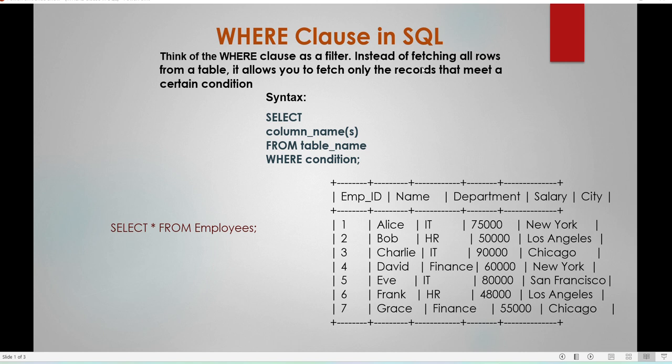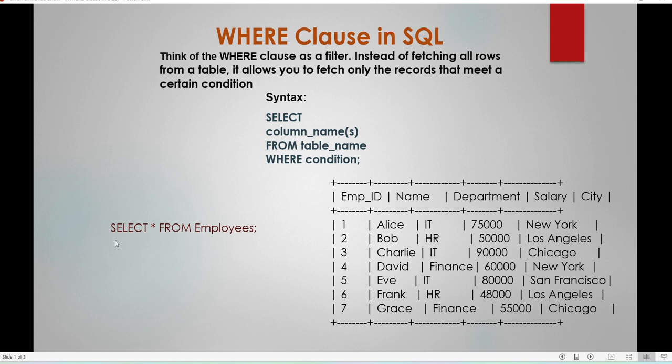Instead of fetching all rows from a table, it allows you to fetch only the records that meet a certain condition. Means when you give a condition and it matches, you get that specific row only. This is the syntax of the WHERE clause: SELECT column names FROM table name WHERE condition. You have to give a condition here.